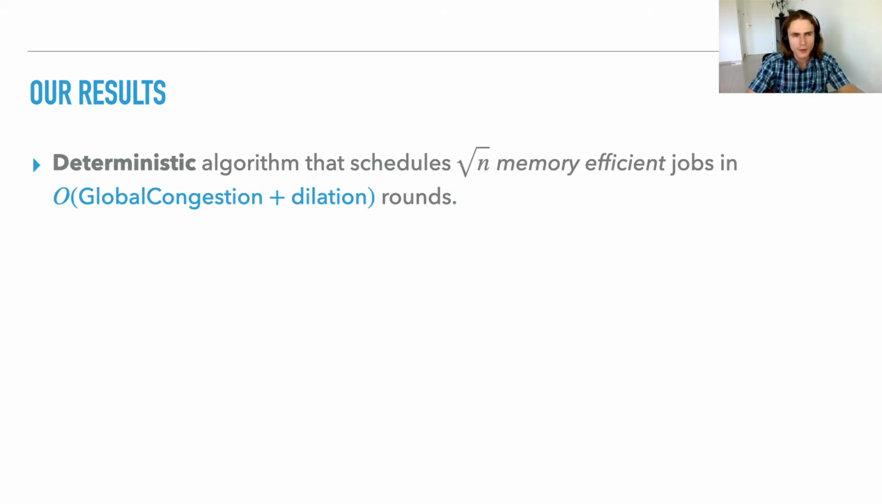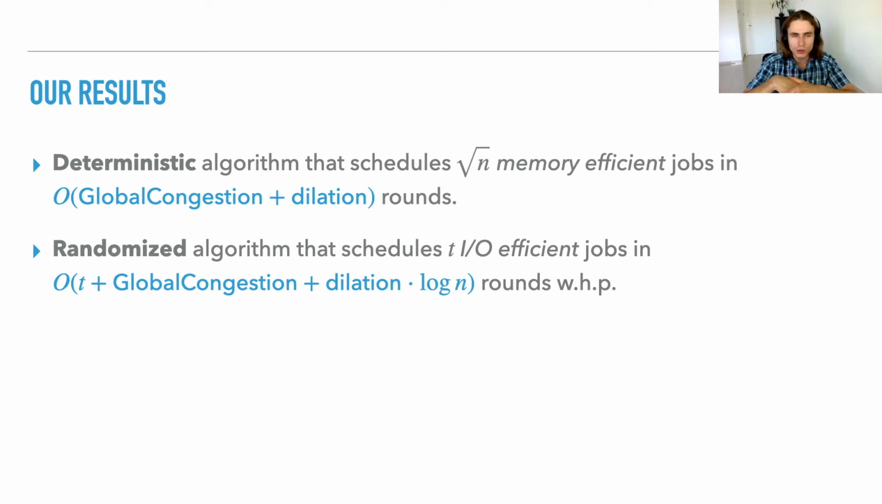Now let us go over the results. Firstly, we show an algorithm to schedule square root n jobs which require square root n log n bits of memory in order of global congestion plus dilation rounds. This is optimal up to a constant factor, as both global congestion and dilation lower bound the scheduling time.